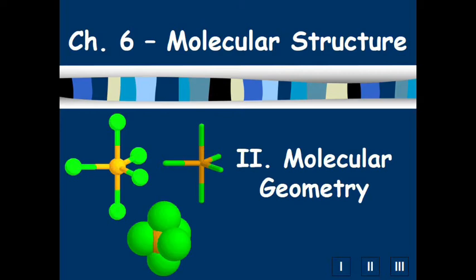We finished up Chapter 6, Section 2, and we looked at how to draw Lewis structures or Lewis diagrams. We're going to take that a step further now that you can draw those Lewis structures and put a geometry or a shape with each of them.